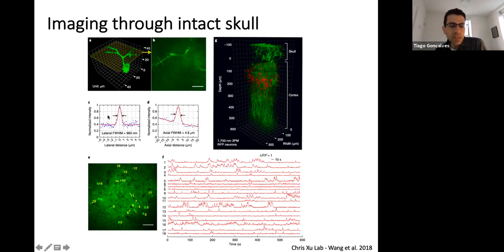And this is basically his point spread function, so the full width at half maximum of a point, both in the axial distance and lateral. And this is calcium imaging traces in layer 2/3, done through the intact skull. So this is really, really cool that you can do this and not even go through the skull.